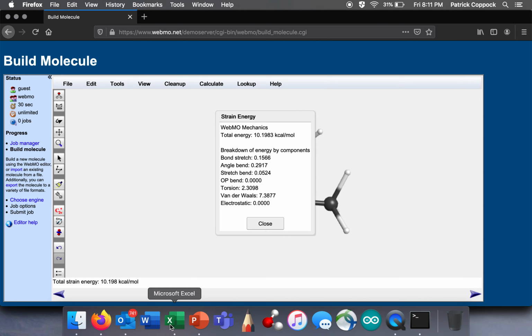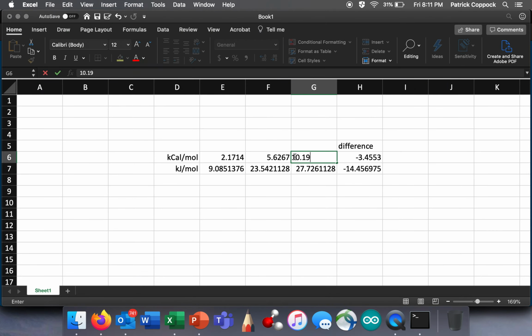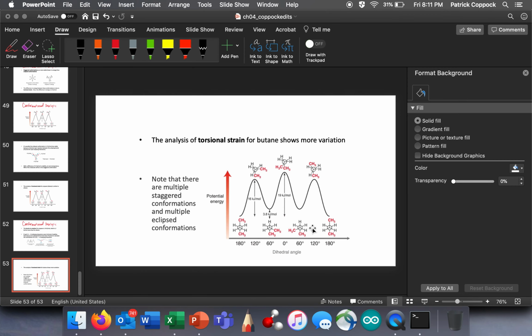It's 10.1983. Okay, now the difference between this and this, this minus that, is a lot. Where the methyl groups are completely away from each other or perfectly eclipsed, it says about 34. What does the textbook say? For butane, nah, not even close, right? Totally eclipsed and totally staggered, this only says 20 kilojoules per mole. All right, so we're definitely using a different force field for this molecular mechanics calculator.